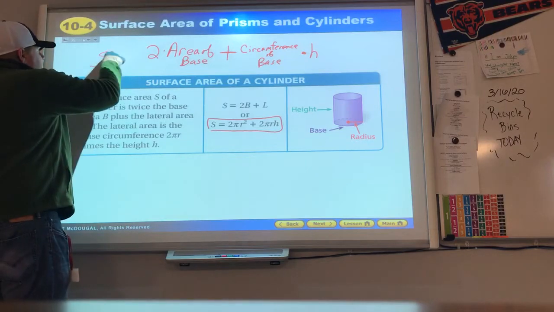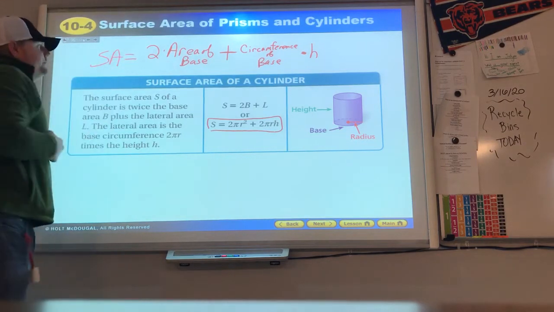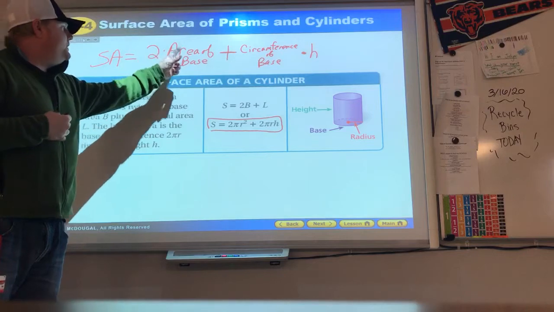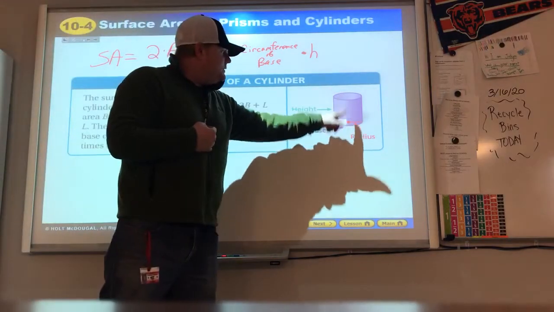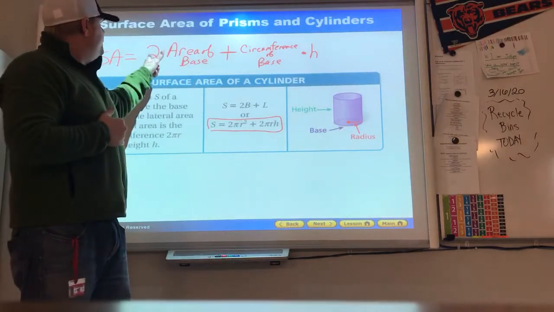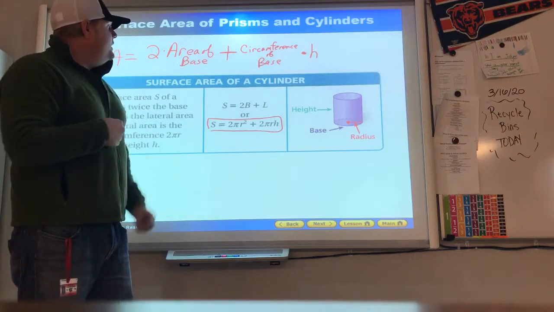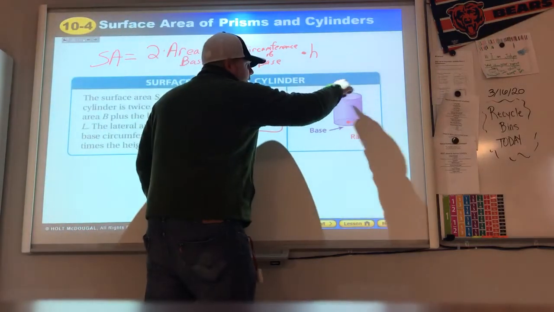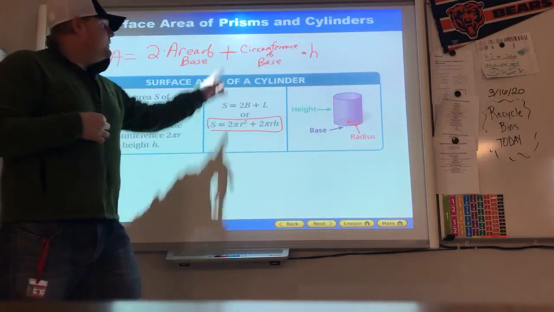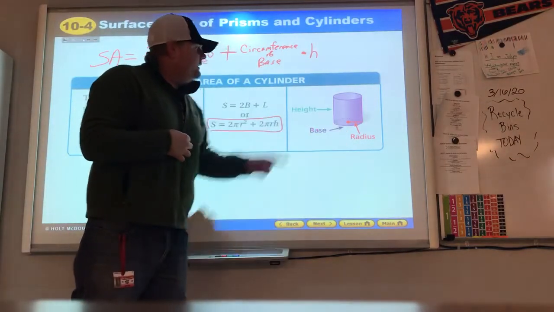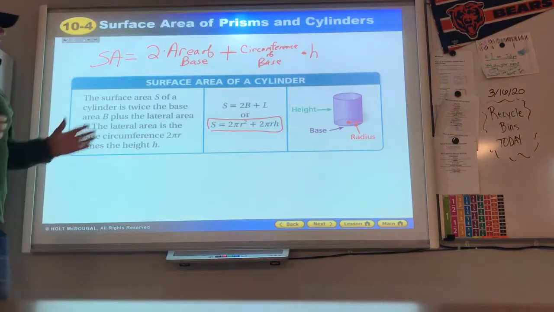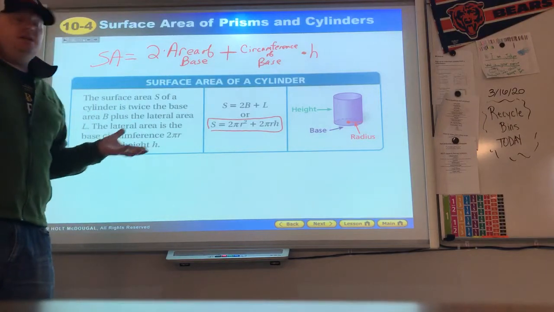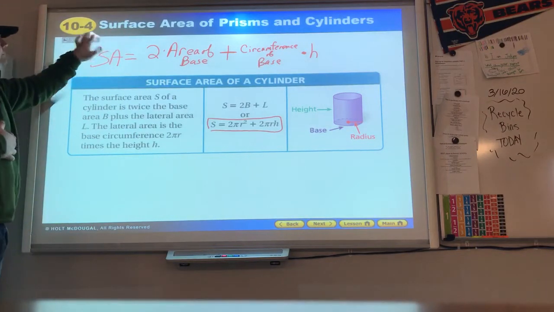So the surface area for cylinders is take 2 times the area of the bases. The base is the circle, so if we find the area of one, we multiply it by 2. That gives us both of them. Then we find the circumference of that base, and we take it times the height. When we add those two together, we have the complete and total surface area.